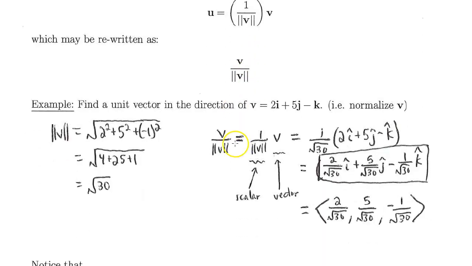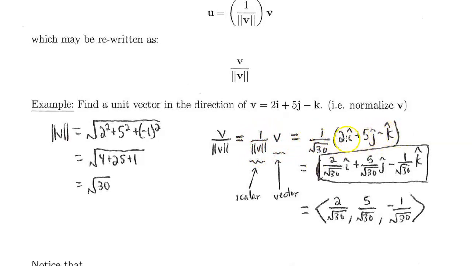Okay, so let's normalize a vector here. Find a unit vector in the direction of this vector 2i plus 5j minus k. In other words, we're going to normalize v. Notice that v, first of all, has a length of the square root of 30. We find the length of v, work it out, it's the square root of 30. So v over the length of v, which is the same thing as 1 over the length of v times v. And again, notice it's a scalar multiplication. This thing here is a scalar. This is a vector. So we have 1 over the square root of 30 times this vector.